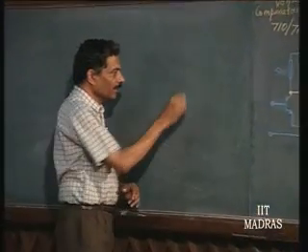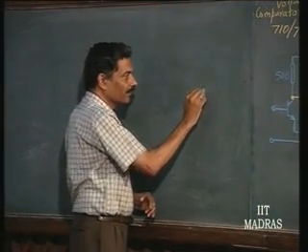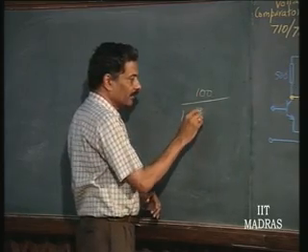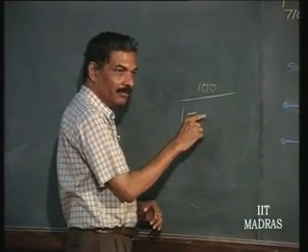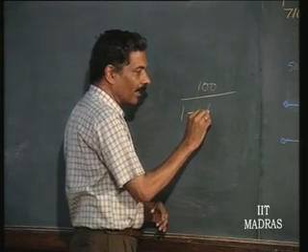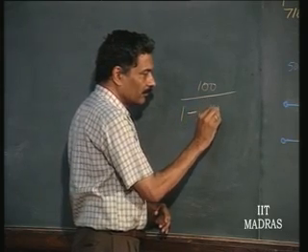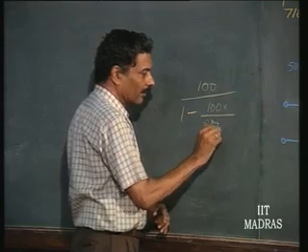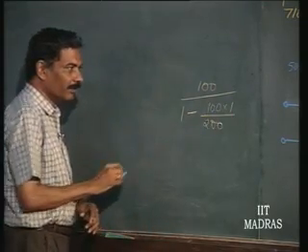What is positive feedback? If you have a gain of 100 for the stage, 1 minus, let us say this is now going to be 1 minus 100 into, let us say, 1 by 200. So, what will be the gain now?